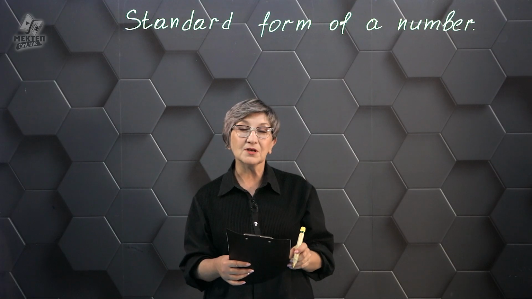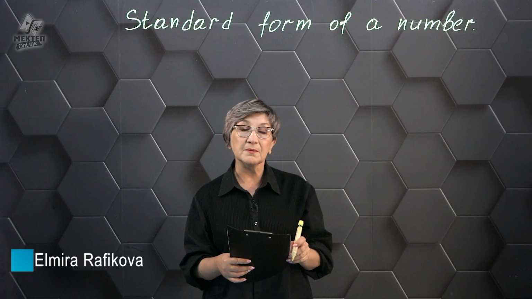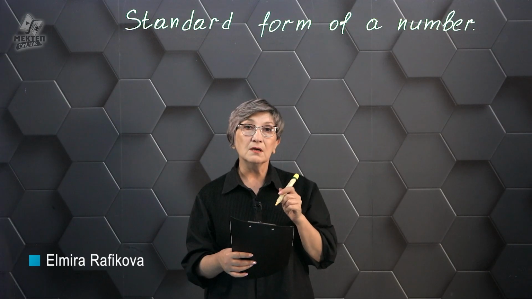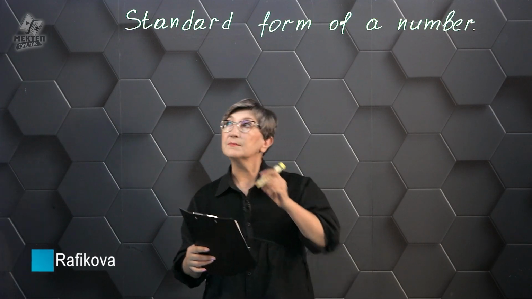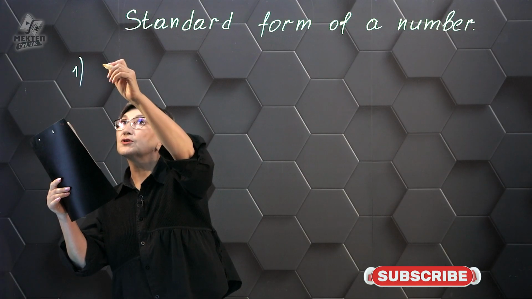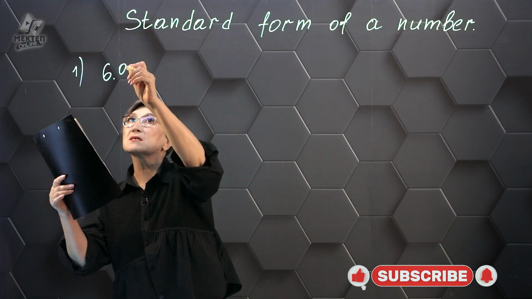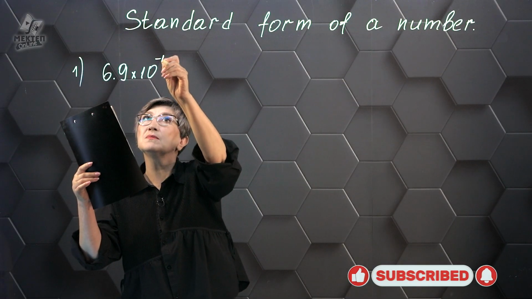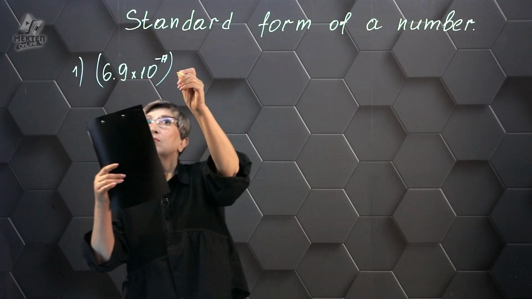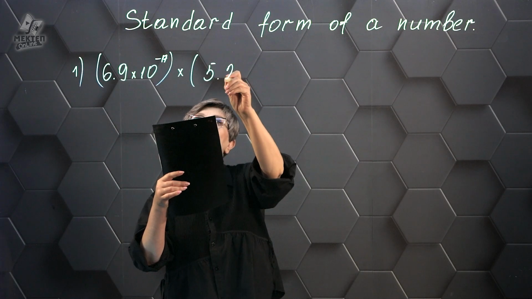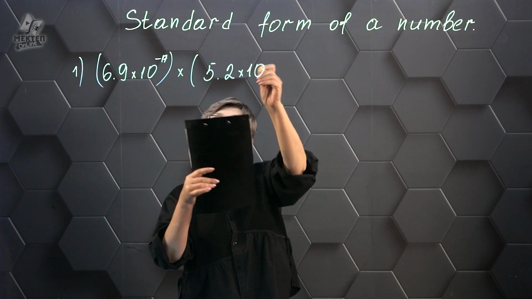Hello! Today in our lesson, we'll solve two more examples where we need to find the product of two numbers written in standard form. Here's the first example. We need to take the first number, which is written as 6.9 multiplied by 10 to the power of minus 17, and multiply it by the number 5.2 multiplied by 10 to the power of minus 3.